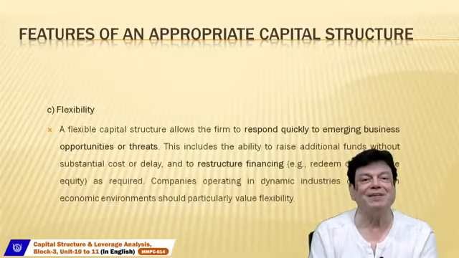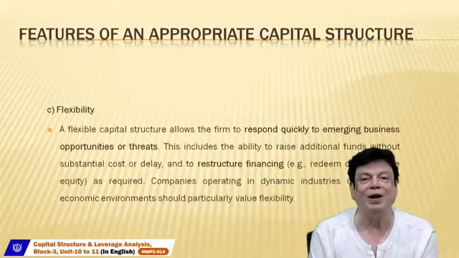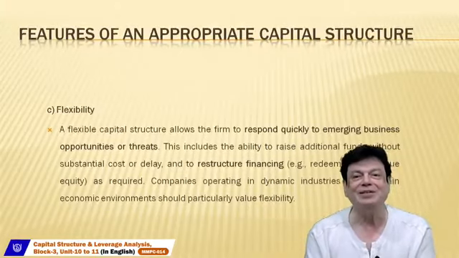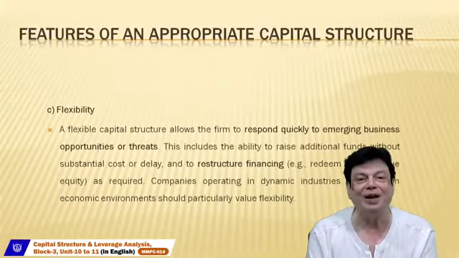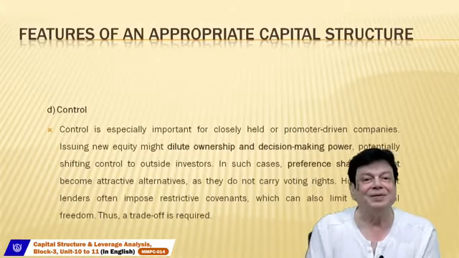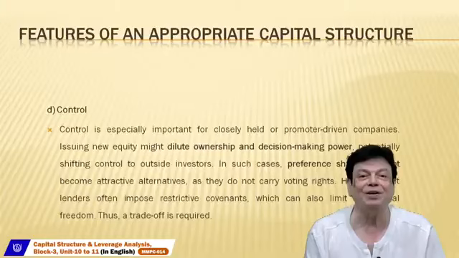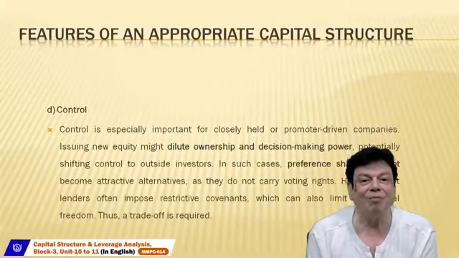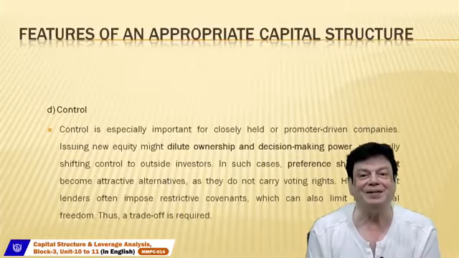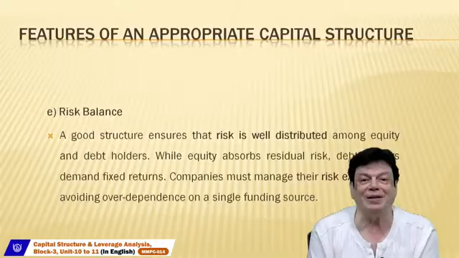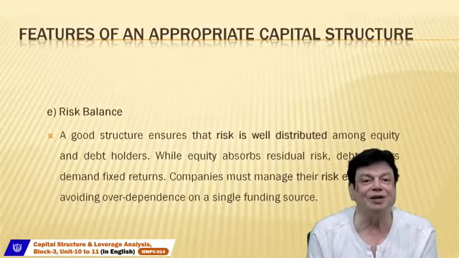Next is flexibility. A flexible capital structure allows the firm to respond quickly to emerging business opportunities or threats. This includes the ability to raise additional funds without substantial cost or delay and to restructure financing. Next point is control. Control is especially important for closely held or promoter driven companies. Issuing new equity might dilute ownership and decision making power. Next point is risk balance. A good structure ensures that risk is well distributed among equity and debt holders.